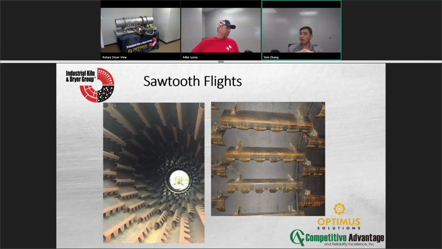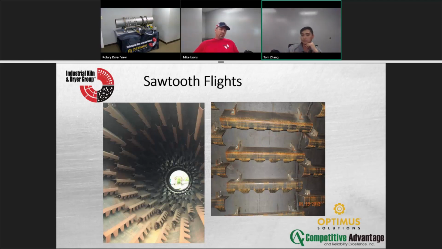Sawtooth flights, I would say, are more aggressive. With the L shape, you may get the material up to 12 o'clock, maybe to 11 o'clock. With the sawtooth, you can build it even more aggressively. Right, so the sawtooth is like a J flight plus an L flight altogether.